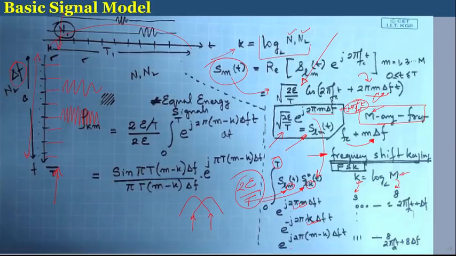So, what we are left with is e to the power of j(m minus k)Δf, integrated over 0 to T. If you solve this particular thing, what we will get is that in order for this to be 0, we get a certain condition on Δf, which will lead us to the answer of what is the separation that can be allowed.